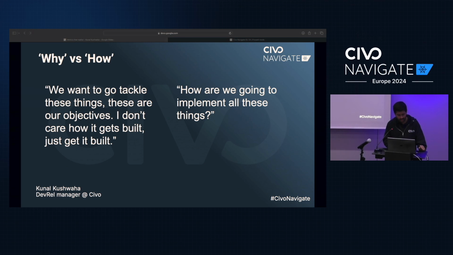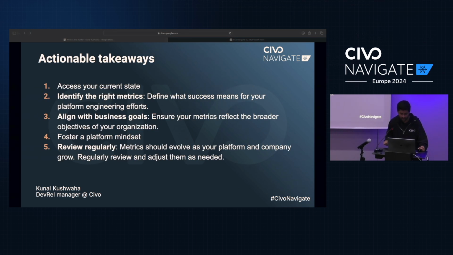So I think in terms of what's next, assess your current state, identify the right metrics. So define what success means for your platform engineering efforts. This includes talking to the customers, talking to your developers, doing surveys, aligning with the business goals, fostering a platform mindset, and reviewing regularly. Because platform engineering is an ongoing process, continuously gathering feedback from your developers, monitoring the performance and usage, iterating on your design. So just be prepared to adapt as new technologies emerge and your organization's needs evolve.